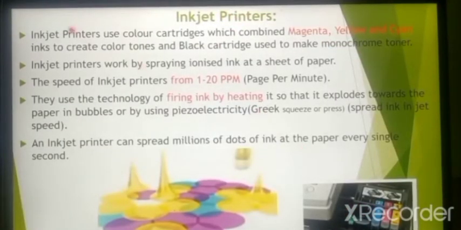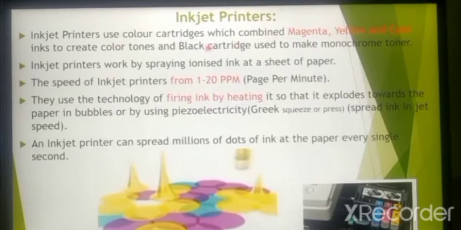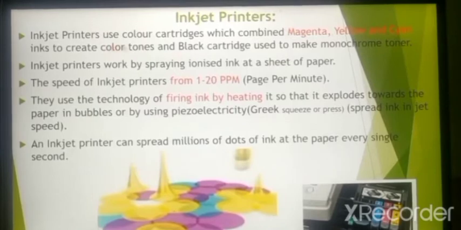In this inkjet printer we have 4 different colors of cartridges: magenta, yellow, cyan and black. By the combination of magenta, yellow and cyan we can make color tones, and with the help of the black cartridge we can make monochrome toner, which is for black and white.